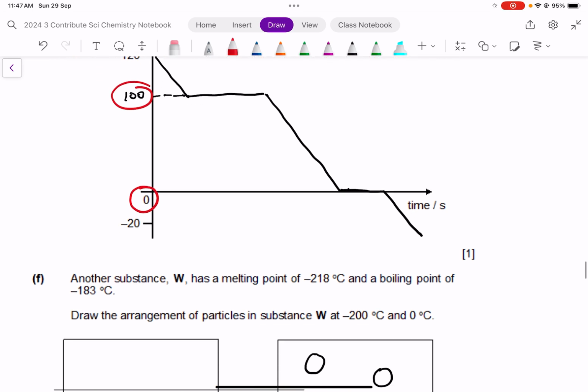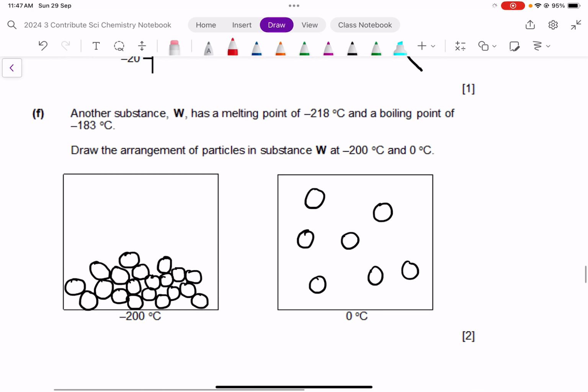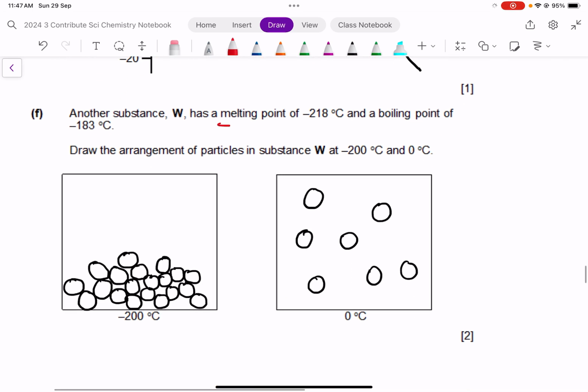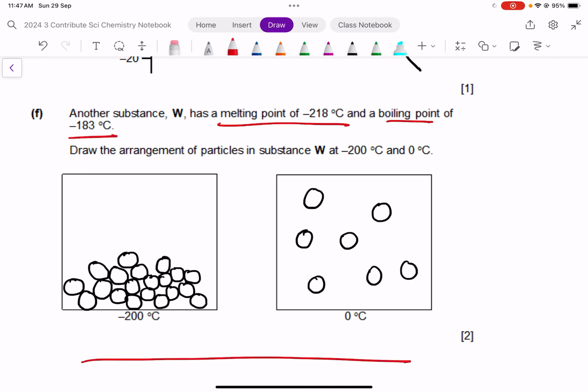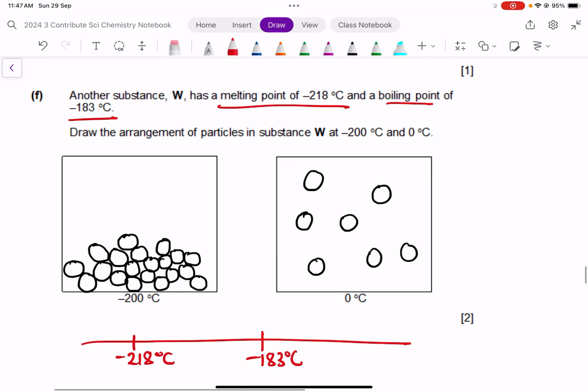And finally, F. You are told that this substance has a melting point of minus 218, boiling point of minus 183. A good way to do this is to label these melting point and boiling point of substance W on a number line. When you do this, you divide your number line into 3 segments: solid, liquid, gas.